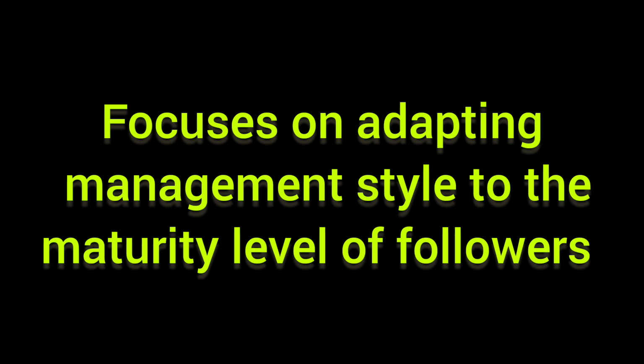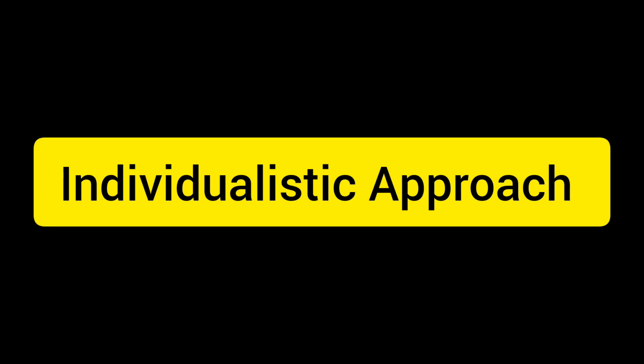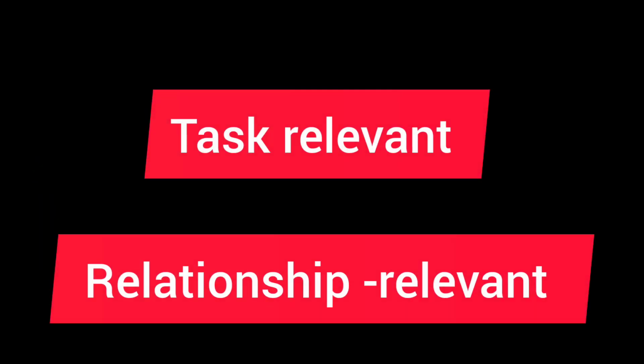So we can say the model basically depends on the leader's decision-making skills. It uses an individualistic approach rather than a group approach. I think the basic meaning of this model is clear to everyone. So effective or successful leadership is of two types, as we have already said: task relevant and relationship relevant.